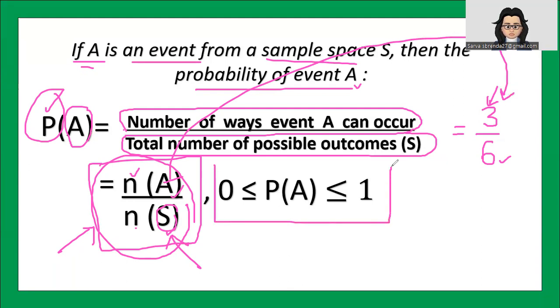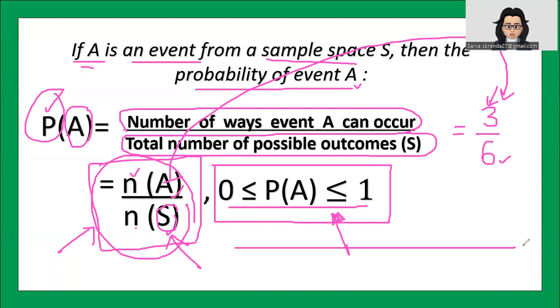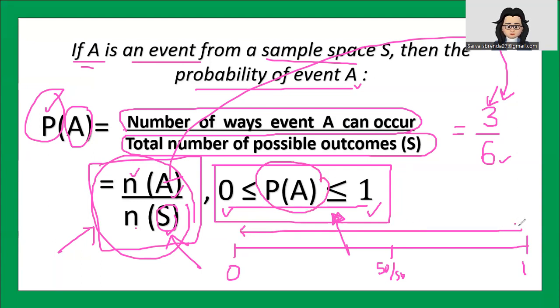And what about the second part? They put a condition like that. How many of you read this but don't understand what it is? You have seen this, right? Do you understand what it means? This is the number line that I drew just now. Remember 0? Remember 50-50? Remember 1? The probability values are between 0 and 1. It cannot be more than 1. It cannot be less than 0, like negative numbers. That doesn't make sense. So the probability of an event lies between 0 and 1.